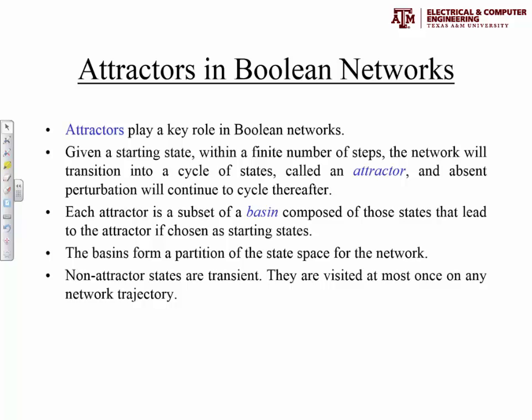If you're looking at non-attractor states, those are transient because you will move from there and ultimately you will end up in the attractor. So non-attractor states are visited at most once on any network trajectory. You're not going to go back over them.